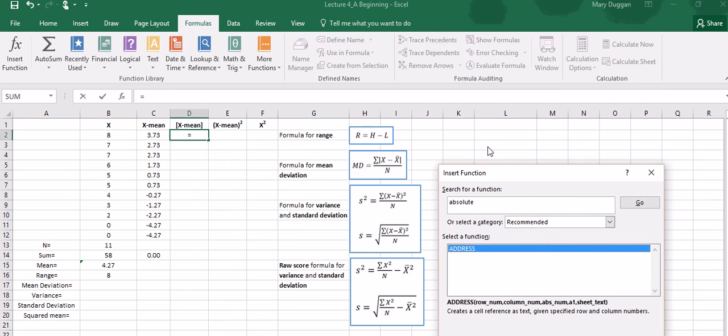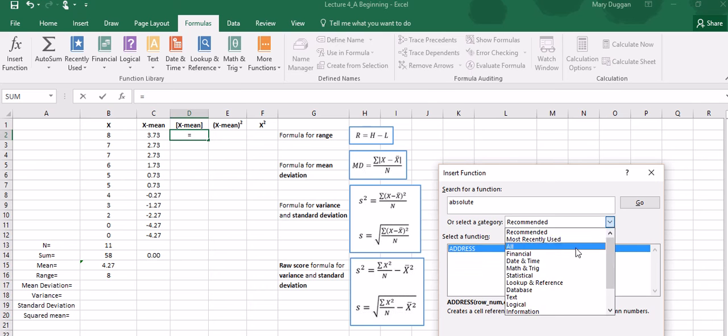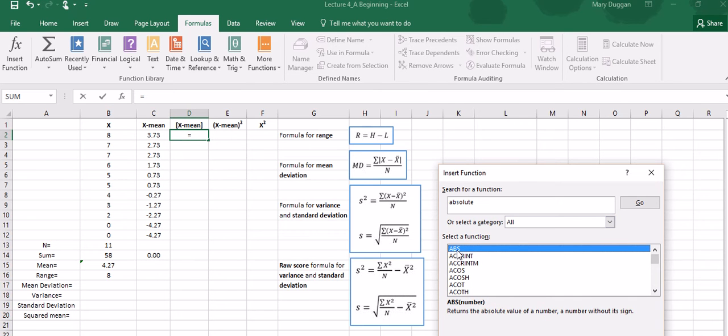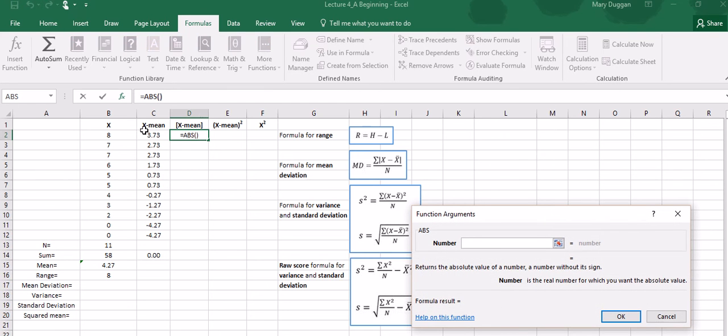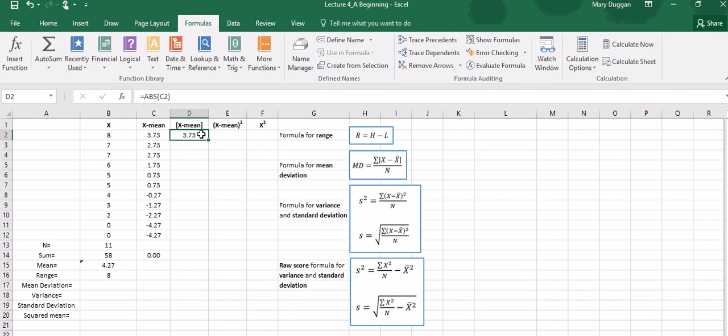And nothing came up, but I'm going to go ahead and click down to all categories. Sometimes that happens. And I see ABS, and ABS returns the absolute value of a number without its sign. So that's definitely what I want. And the absolute value I want is of 3.73, and hit return. And we have the same number, 3.73, because the positive number will look the same as the absolute value. There's no sign associated with it.